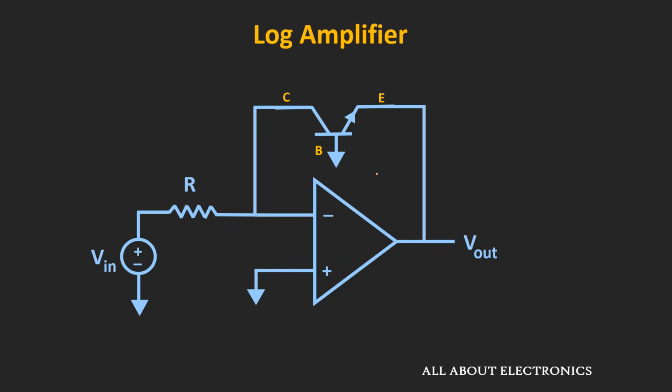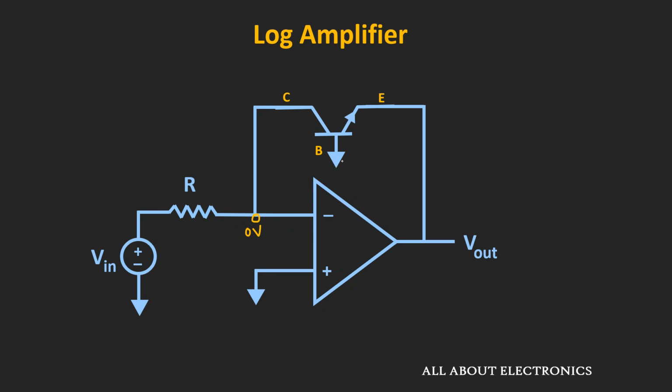So here is the circuit of a log amplifier which is designed using the transistor and the op-amp. Now here in fact this transistor is used as a diode, and this circuit is also known as the transdiode configuration. So if you observe this circuit here, this base is at a ground potential, and because of the virtual ground, this collector of this transistor will also be at a ground potential. So basically this collector base junction is at a ground potential.